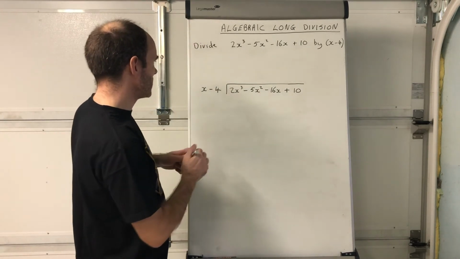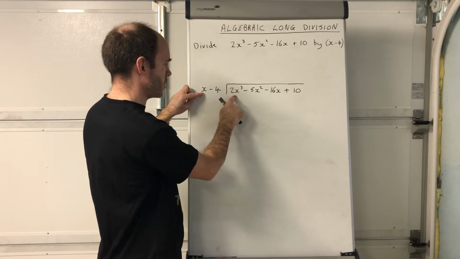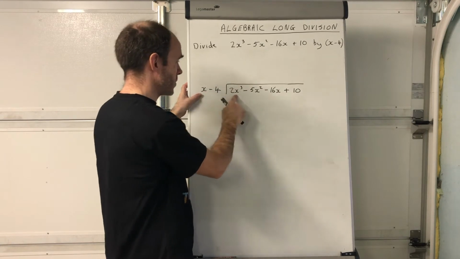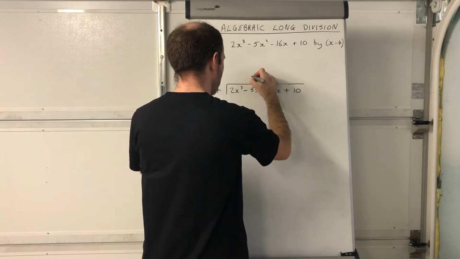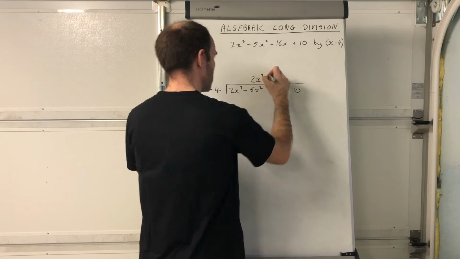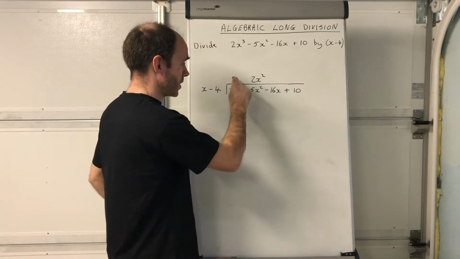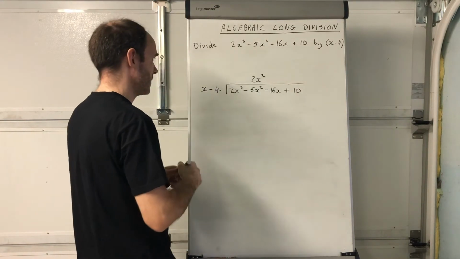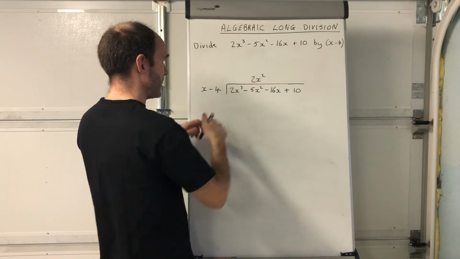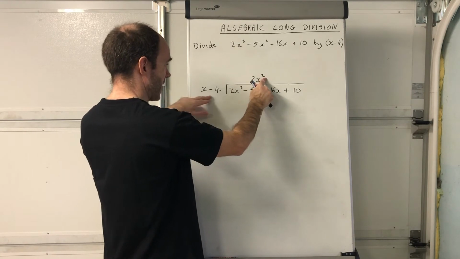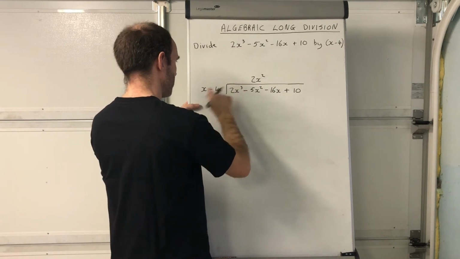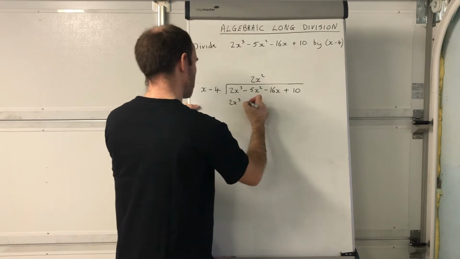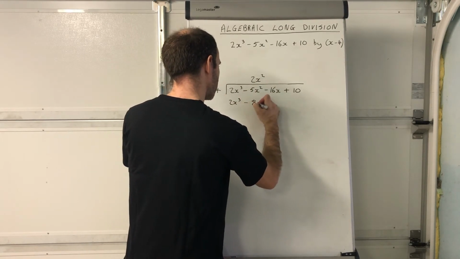Right, so what do we do? The first thing to do is to see how many times x goes into 2x cubed, so what you've got to multiply x by to get 2x cubed. That's 2x squared. Remember what I said about lining up the like terms, so line up all the cubic terms, square terms, linear terms, and the constants. We've got 2x squared there, and then we do 2x squared multiplied by x minus 4, which gives us 2x cubed, subtract 8x squared.